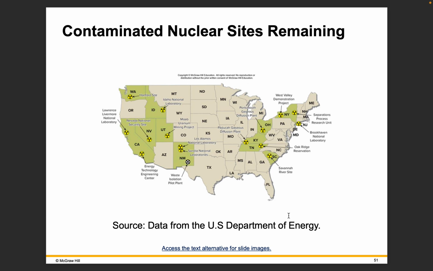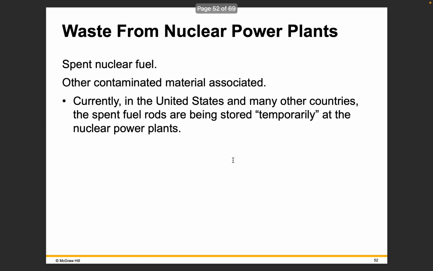All right, contaminated nuclear sites remaining. So thankfully there are none in Michigan, but it looks like there's one not too far away from us in Ohio or New York, and they're scattered across the country here. Waste from nuclear power plants, so spent nuclear fuel or other contaminated material that's associated with that. Currently in the U.S. and many other countries, the spent fuel rods are being stored temporarily at those power plants.